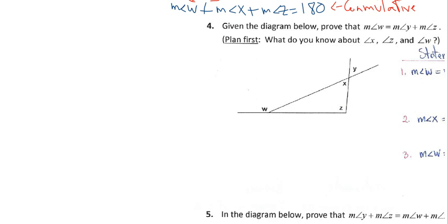How are we going to get that? We have to remember that this is the conclusion that we want to get. That's the last thing that should be written on the statements. So the guiding question is here. Plan first. What do you know about angle X, angle Z, and angle W? How are these three related to each other?